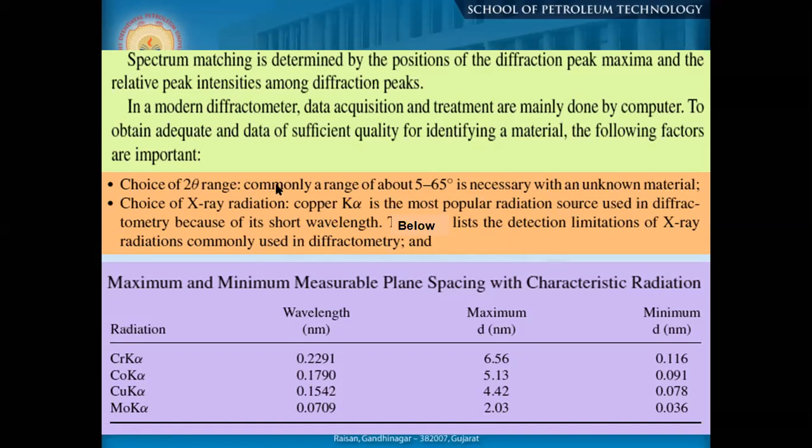Next, choose the X-ray radiation. I discussed earlier that we may have K alpha and K beta, meaning different X-rays are emitted. Copper K alpha is the most popular radiation source used in diffractometry because it has a short wavelength. You can see here we use different types of radiation material: chromium K alpha, cobalt K alpha, copper K alpha, molybdenum K alpha, with their wavelengths and the maximum D they can measure, in nanometers, from maximum to minimum.